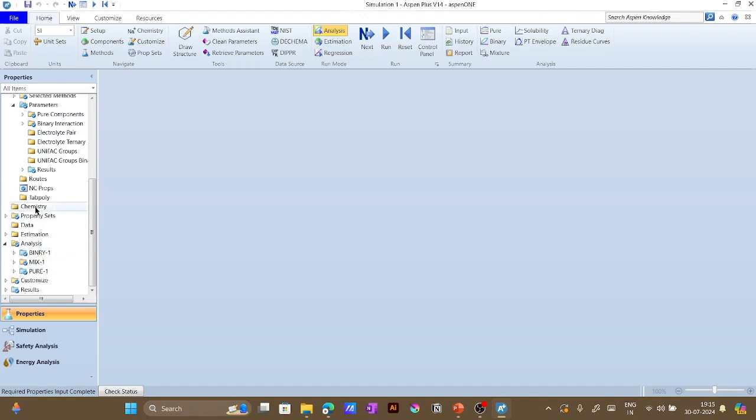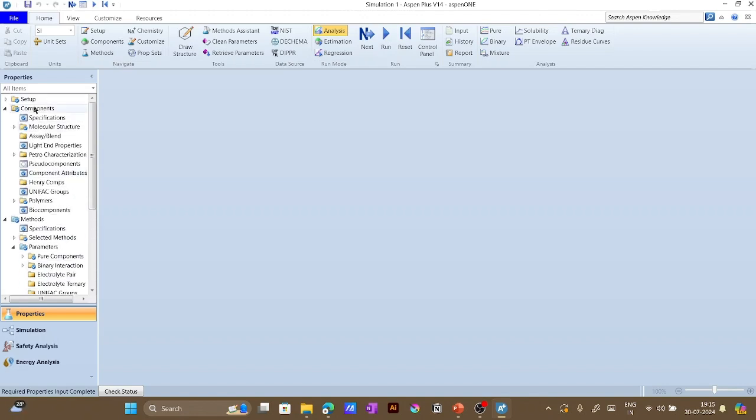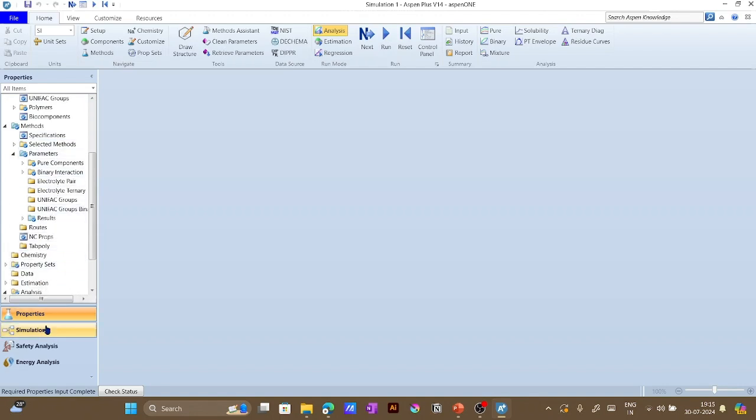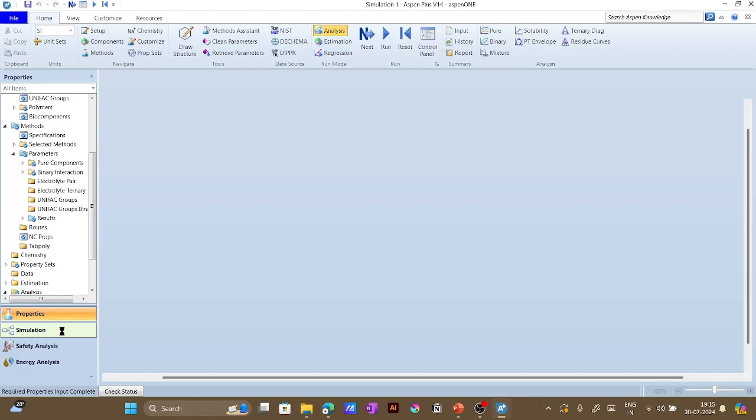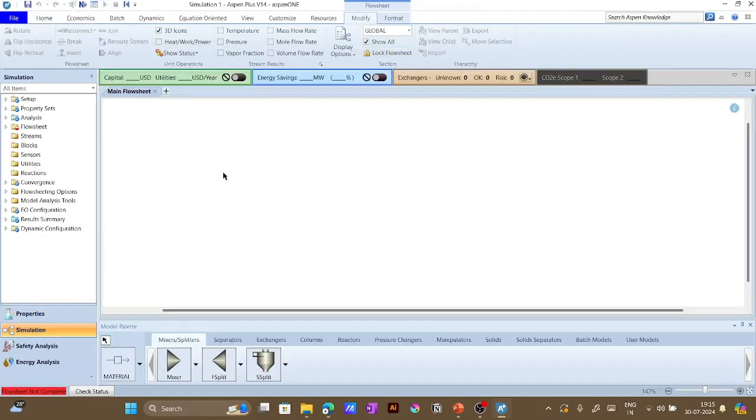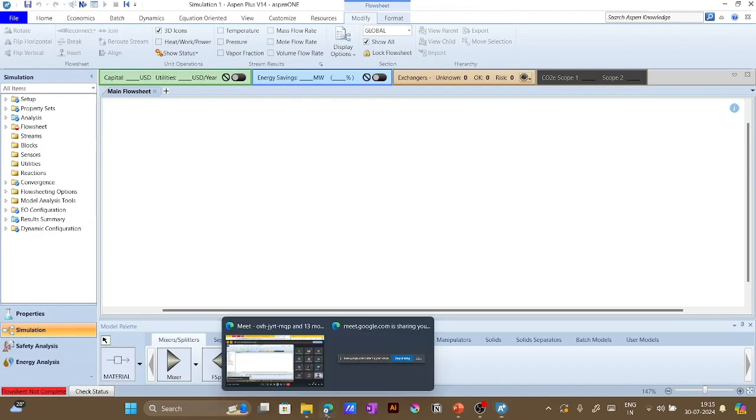Now let's say once you have decided your components, you have selected the property, and you are not interested in this property estimation, but rather you want to do a simulation. So go to the simulation tab. When you do that, if you have any question, you can directly ask and interrupt me, right? I'm not sure what is happening.